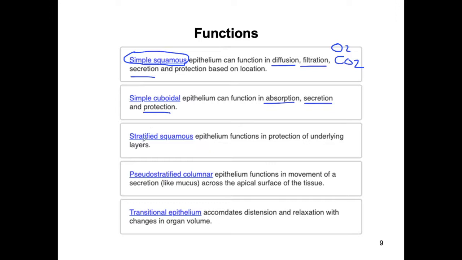That's simple cuboidal. When we have stratified squamous, now we have multiple layers. So this is for protection of the underlying layers. Because you have more than one layer, it's stratified. We think of the epidermis, right? We think of the skin with that.